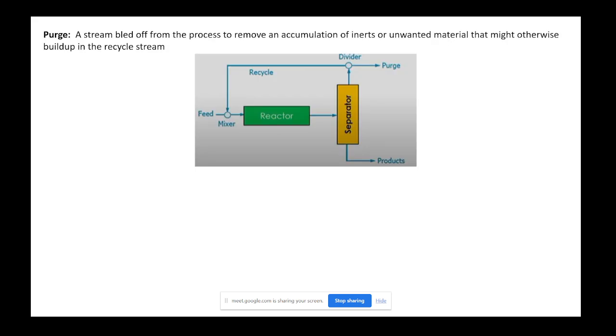Now next comes the purge system. Say for example you have feed. There are chances that the feed is not always pure. There can be some amount of inerts, unwanted material which is not reacting in the reactor. So for this system it is nothing but inert. Now this inert also goes into the reactor.